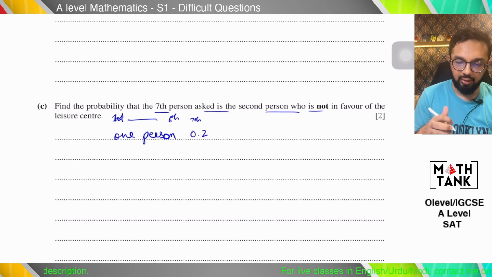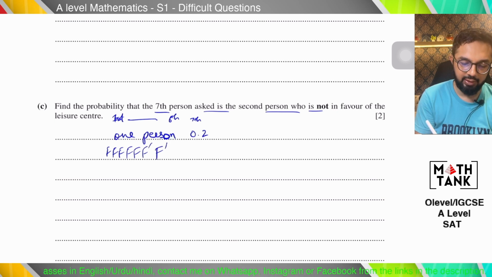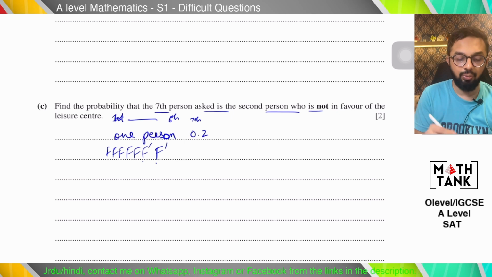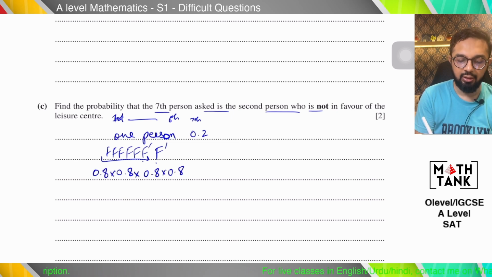You can say favor, favor, favor, favor, favor, not favor, and not favor. This is the sixth and this is the seventh. Here I've assumed that in the first 6, the sixth person is not in favor, but they could be in any order. So I'm going to say 0.8, 0.8, 0.8, 0.8, 0.8, that's 5 times, 0.2, and then 6 factorial divided by 5 factorial.